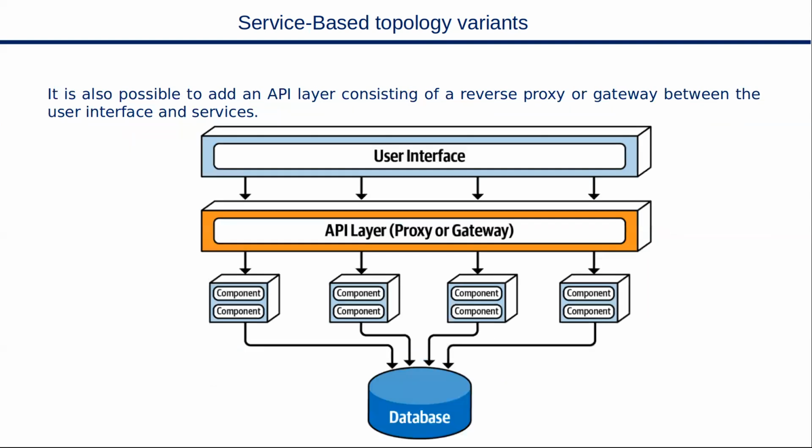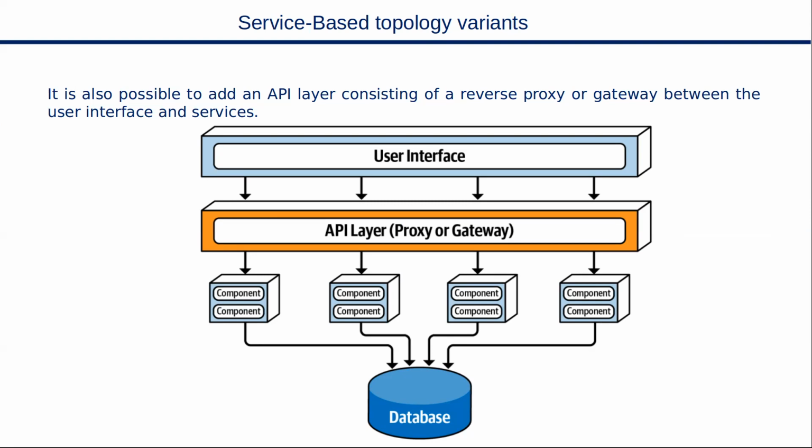What else? It is also possible to add an API layer consisting of a reverse proxy or gateway between the user interface and services. So you can put an additional API level as a proxy or gateway in this communication, and in case there is high load for one service, you will be able to scale this service, and requests will go to another service that has less load. So you will balance the ability to give the response.